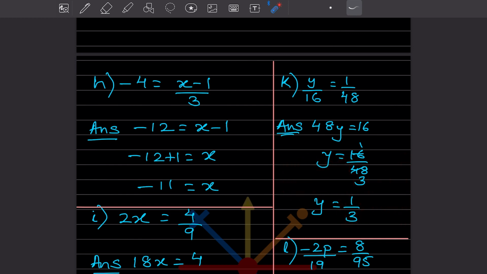So you can also, if you don't know the 16 times table, write 16 times 3, so that is going to be 48. Anyways, you can do it. So that is 1 by 3.